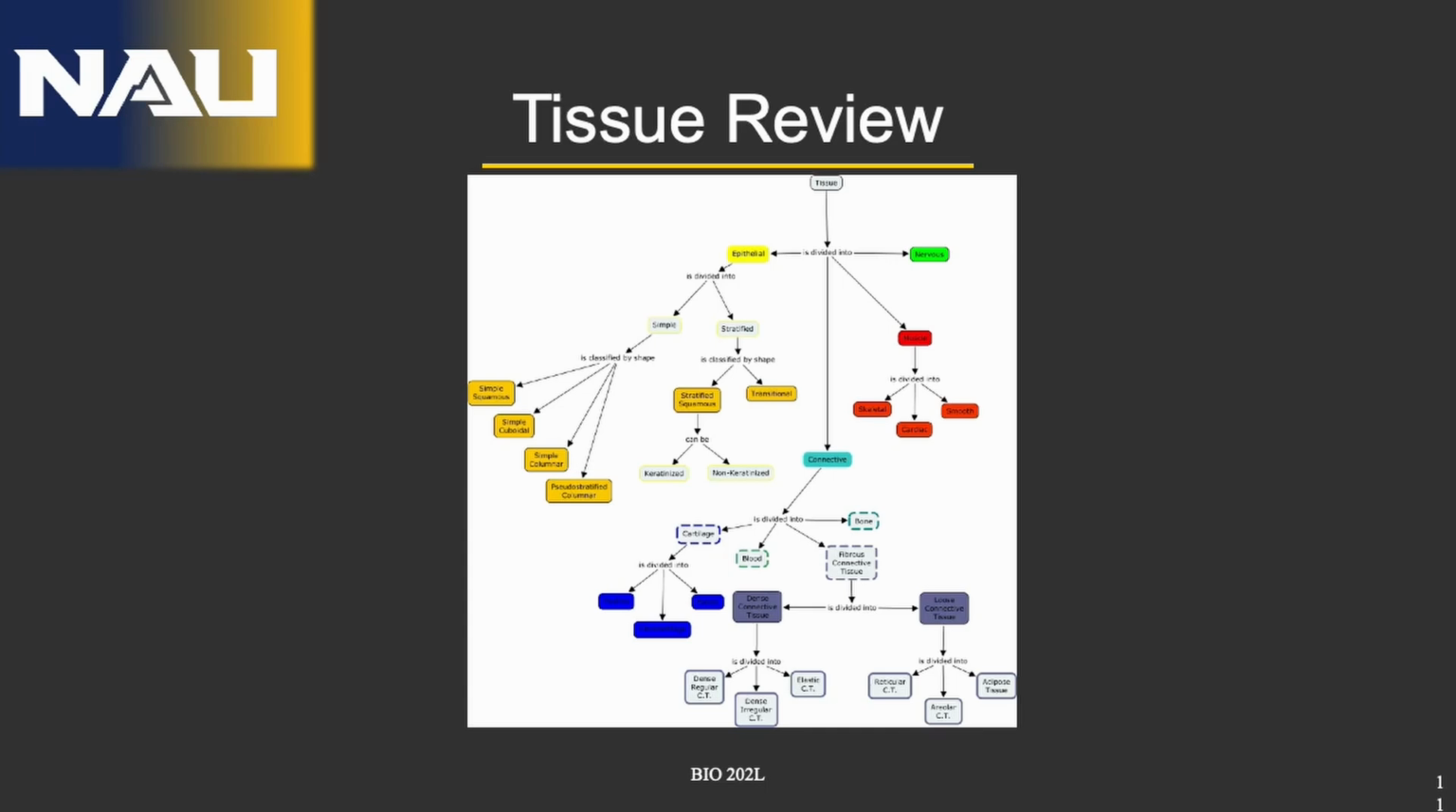Then there's connective tissues. These support and bind other tissues. This includes bones, blood, and fat tissues. We also have muscle tissue, responsible for movement. Types include skeletal muscle, cardiac, and smooth muscle. Lastly, we have nervous tissue. This transmits electrical impulses. It is made up of neurons and supporting cells.